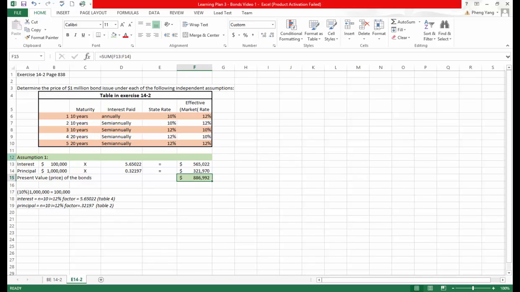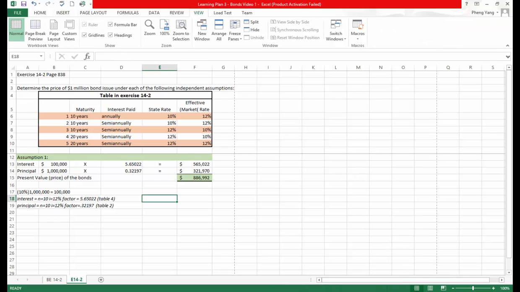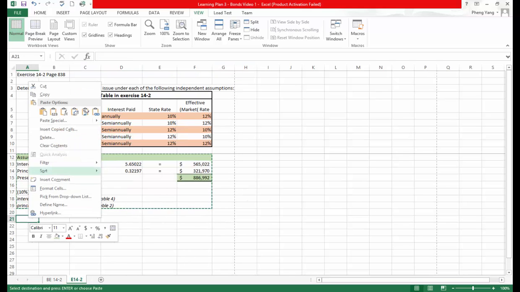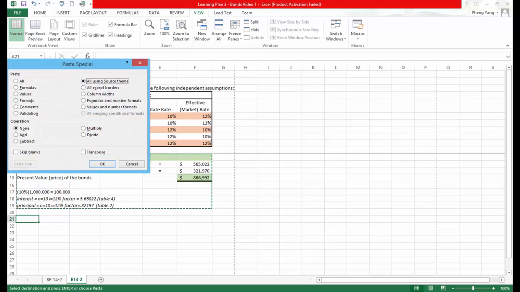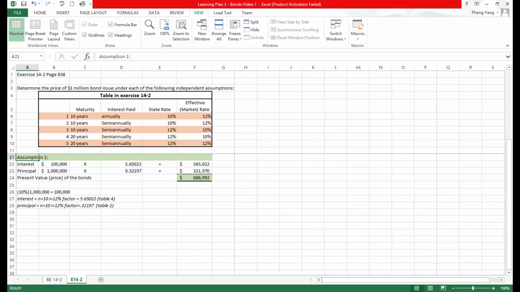Bear with me, I'm going to put a page break in here, if I can find it, since they changed everything around. Let me just pause it. Okay, here we are, back again. So basically that's what we have for assumption 1. I'm going to go ahead and copy this, paste it here, and I will just change this to 2.